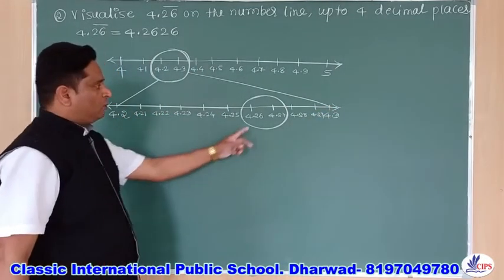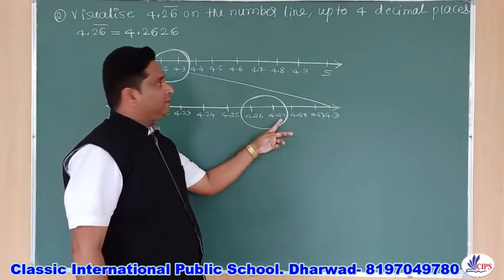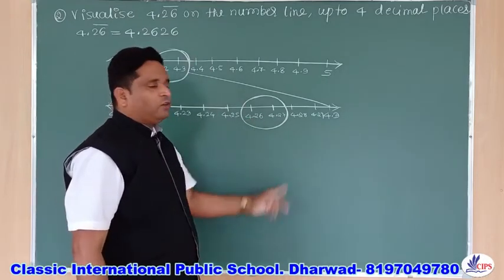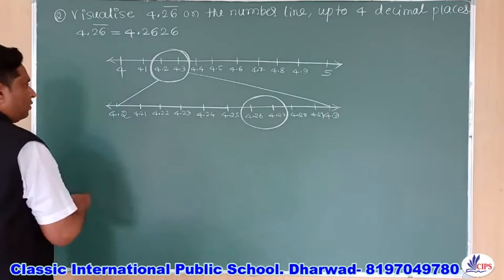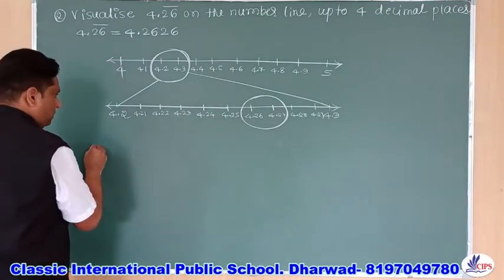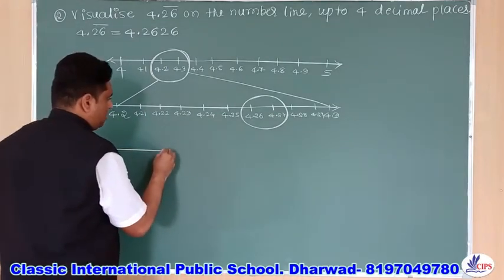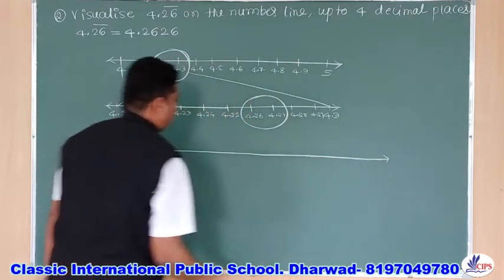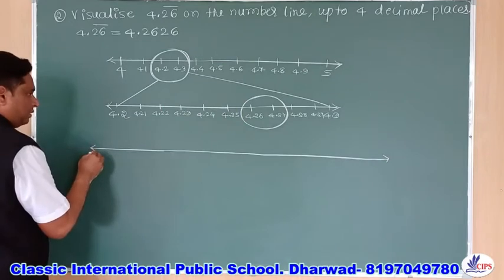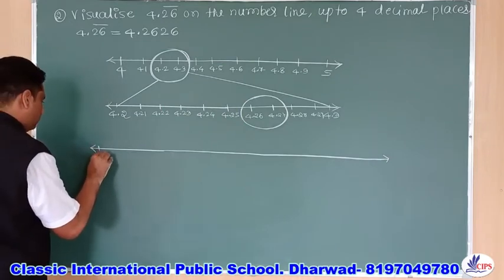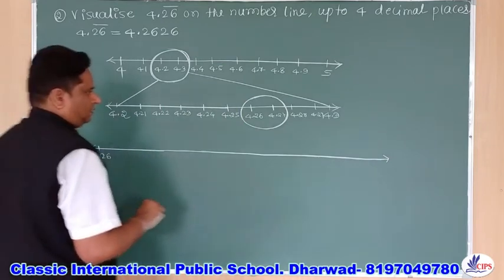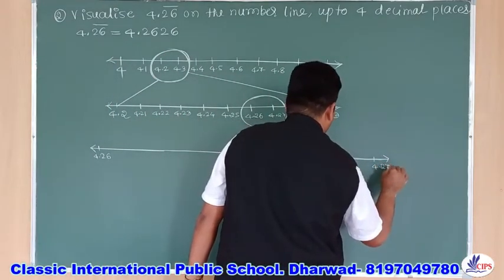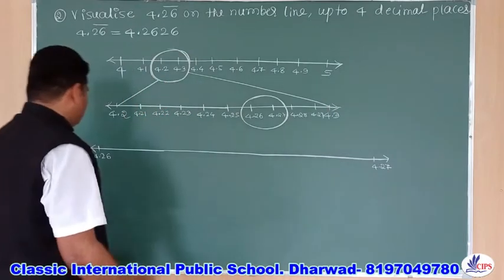Yes. 4.26, 4.27. 4.262 is a number between 4.26 and 4.27. I'll bring it down here on the number line. I'll take a slightly lengthy number line here because the numbers are big. I'll take it here: 4.26, and 4.27.